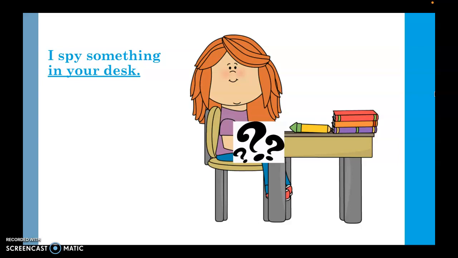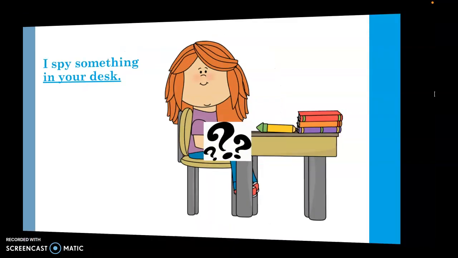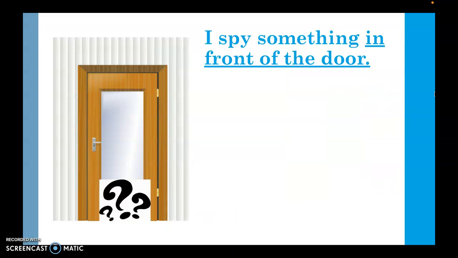I spy something in your desk. Now remember, in is the preposition. That's the word, that's the preposition. But in your desk is the prepositional phrase, and that's what we're talking about today. I spy something in front of the door. In front of the door is the prepositional phrase.